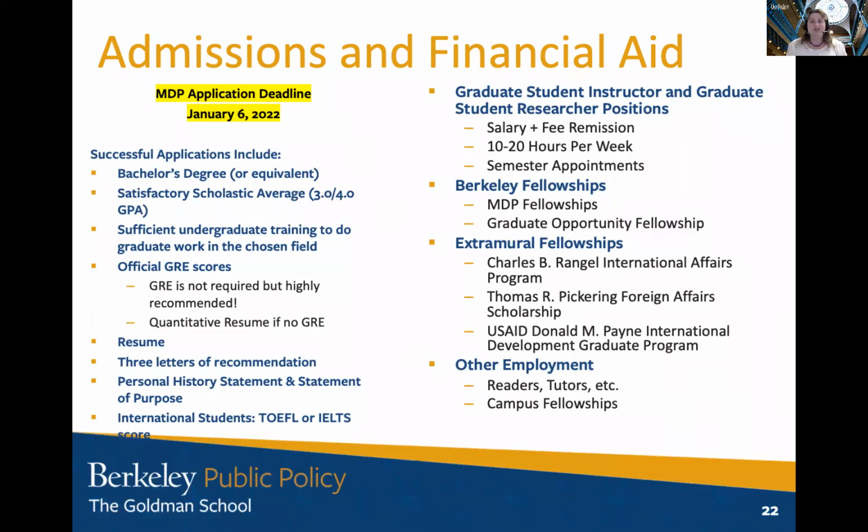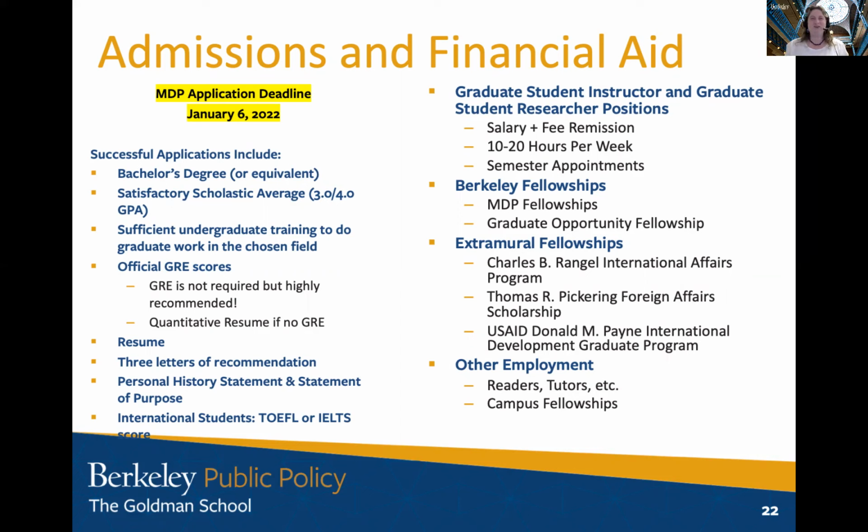For admissions and financial aid, note that our application deadline is January 6th, 2022. So you will have some extra time after a lot of the December applications to finalize that application, but do note that this is a hard and fast application deadline. I heard from some of my first year students that many of them submitted right before the deadline. So you can be the last person to apply and also be admitted, apparently.